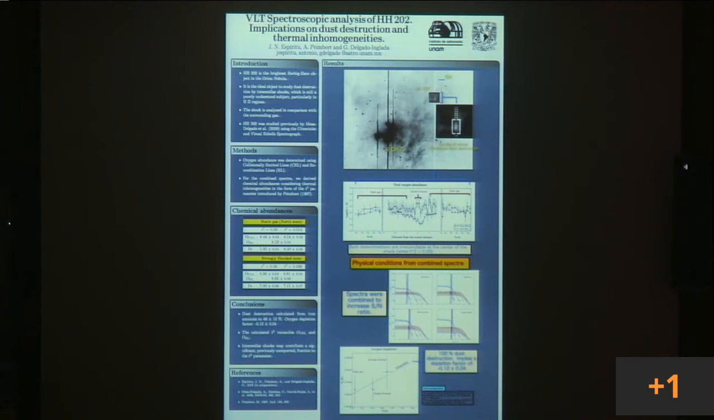The purpose of this work is to study the effect of the shock on the interstellar dust grains. So basically, we calculate the amount of dust that is being destroyed by the shock, and we also estimate the amount of oxygen, iron and nickel that is being incorporated into the gas by means of dust destruction.